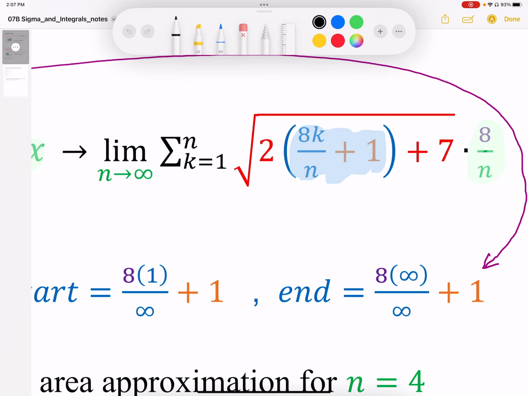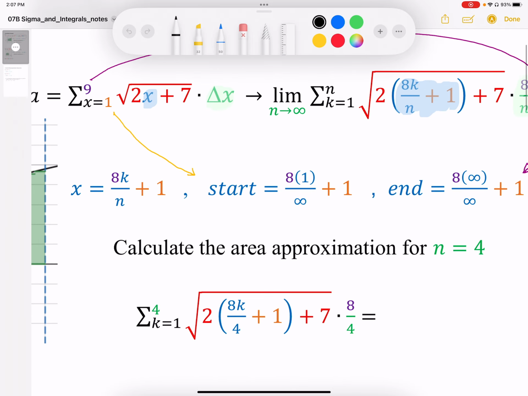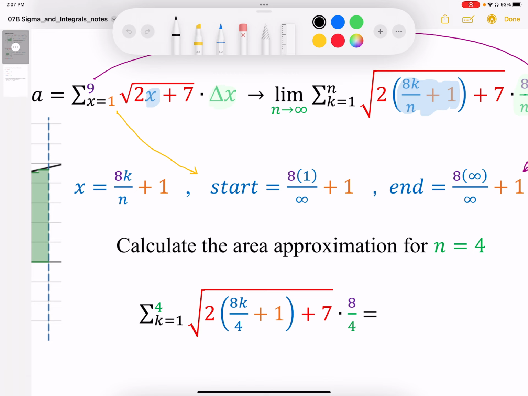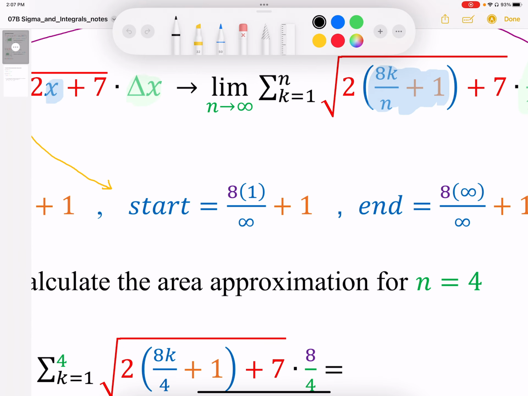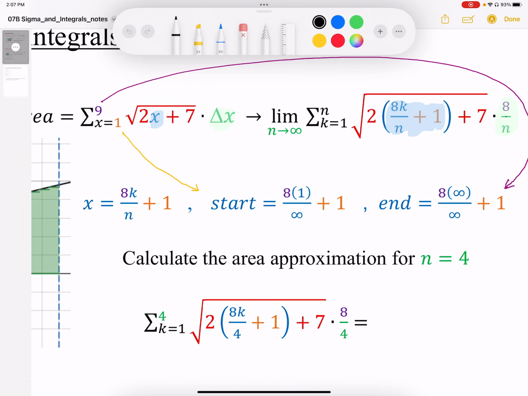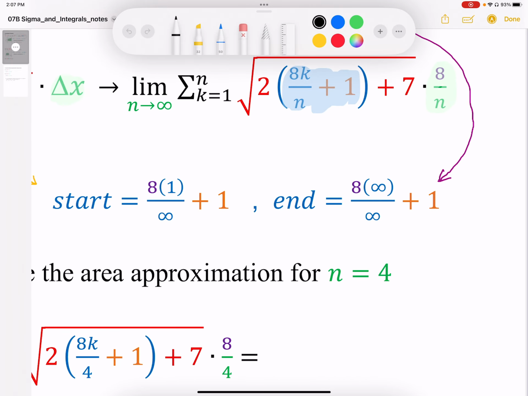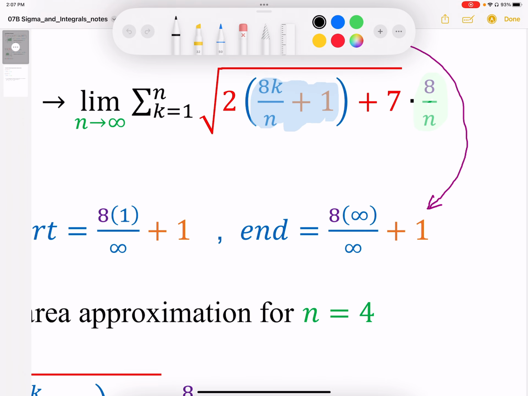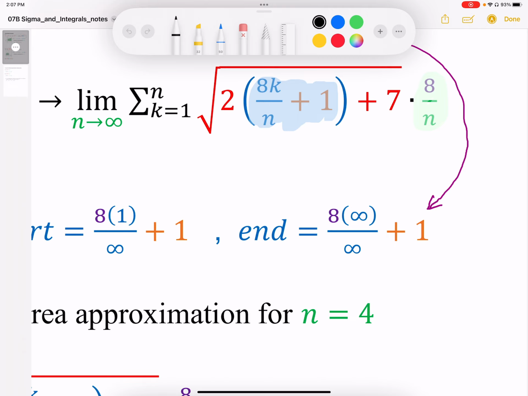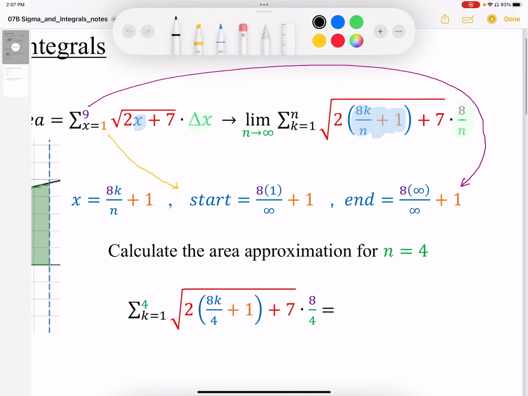Now, how do we get that? Well, we can justify that down here, our 8k over n plus 1. We can let our summation start at k equals 1. If we plug in 1 and our n is going to infinity, we have 1 divided by infinity times 8, plus 1. That gives us our starting value of 1. And then the ending value is when we let k go to infinity, so we end up with infinity over infinity, or 8, plus 1, which is our endpoint of 9.